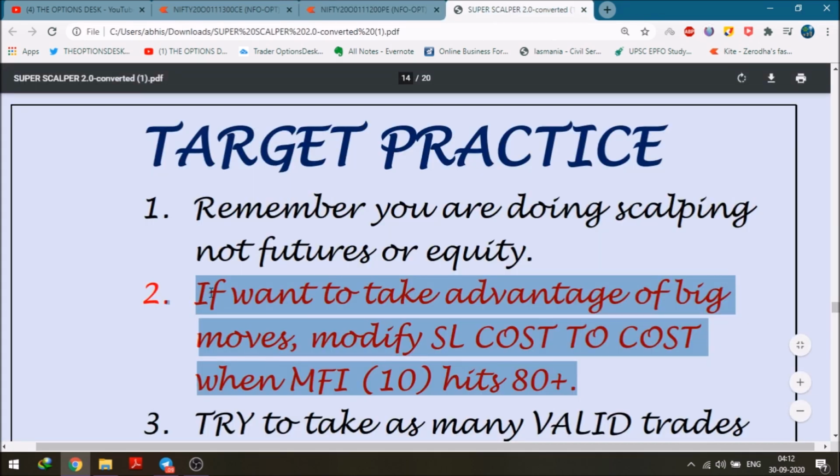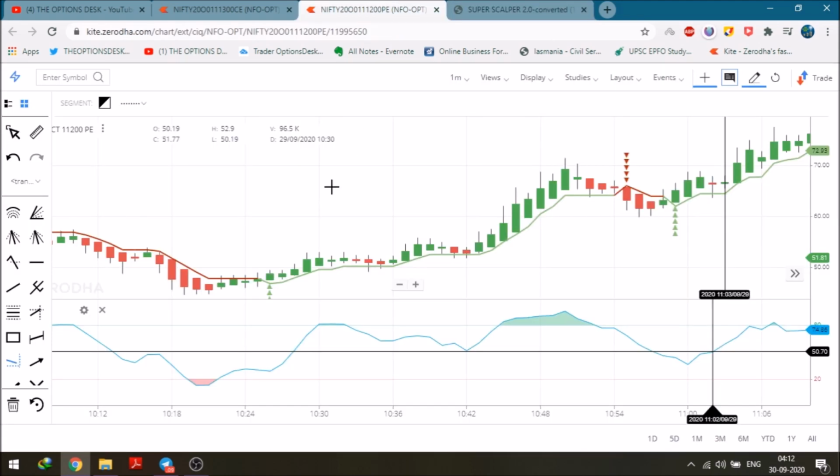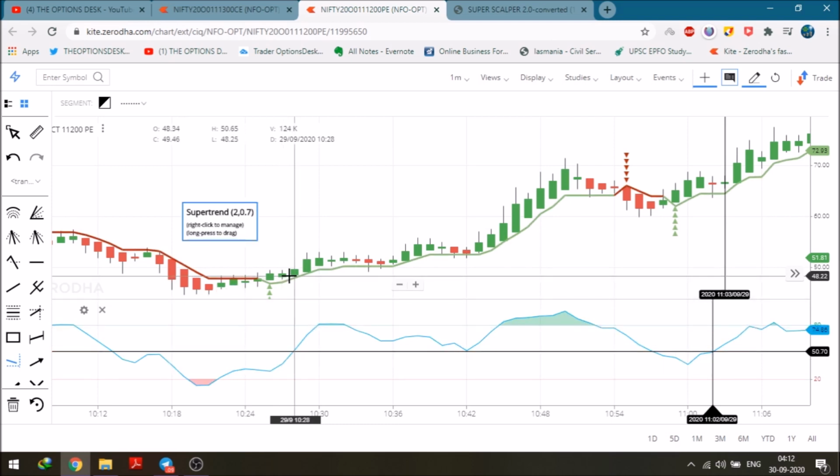If you want to take advantage of the big moves, modify the stop loss to cost when the MFI 10 hits 80 plus. At this particular point I took an entry, with the stop loss at 48.25. Firstly, the stop loss is 2 rupees. I rarely modify it, but you can, because you may be trading with 300, 700 or 1000 quantities. You can definitely modify it at your end.